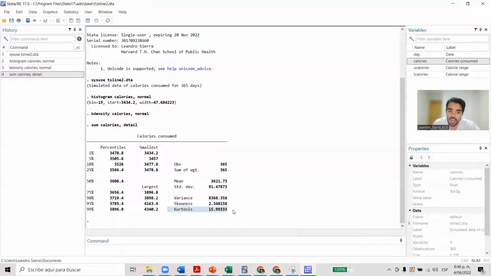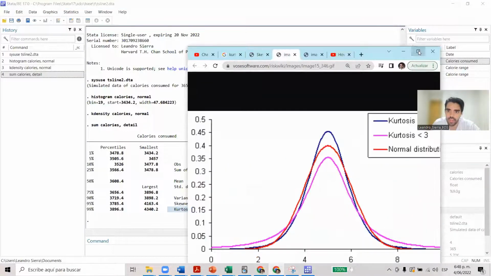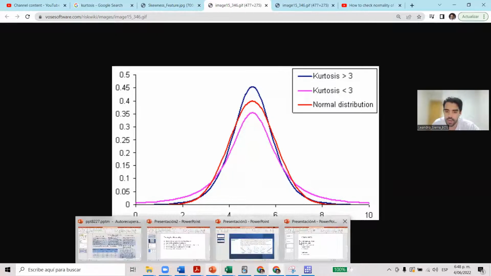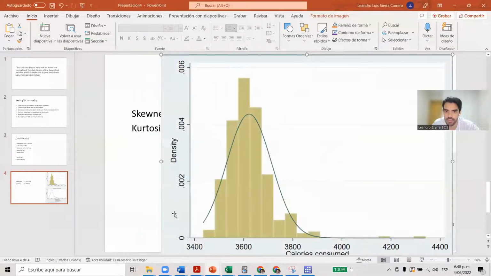So now we're going to see the kurtosis. I have it here. So for STATA, the kurtosis is 3. The cutoff is 3. So if the data set is more tailed, the kurtosis is going to be more than 3. If the kurtosis is less than 3, or I'm sorry, the values are in the middle, the graph is going to be less tailed, more flat, right?